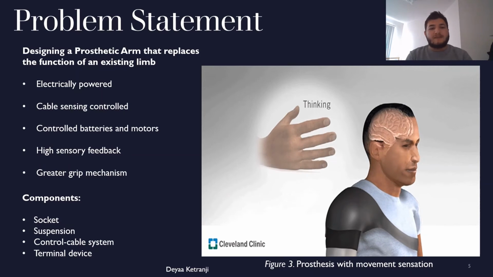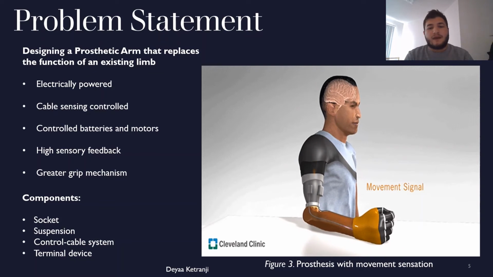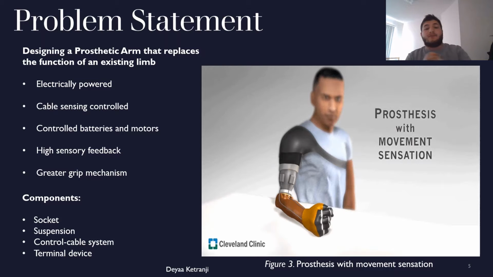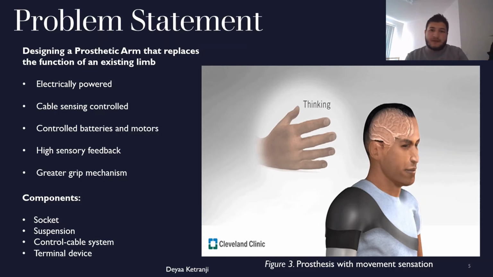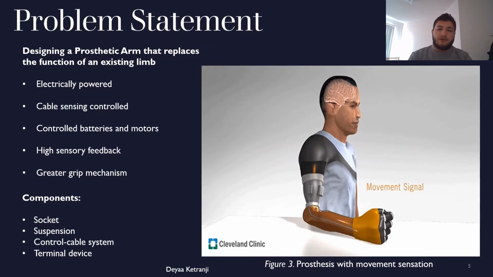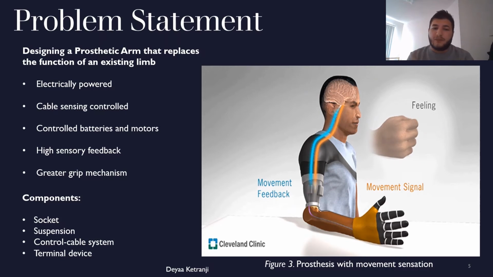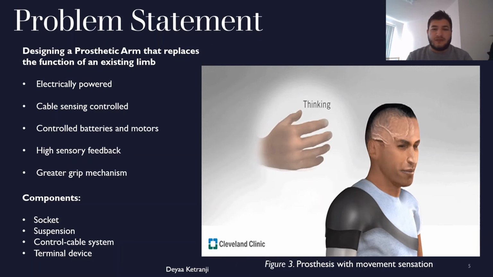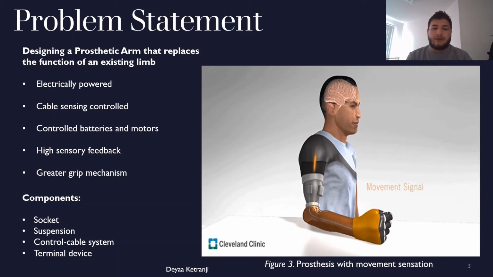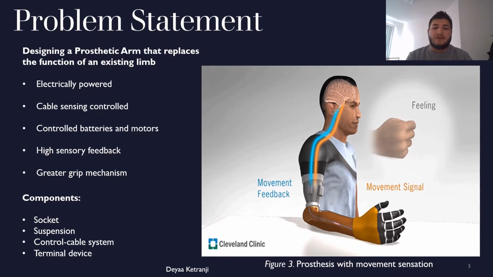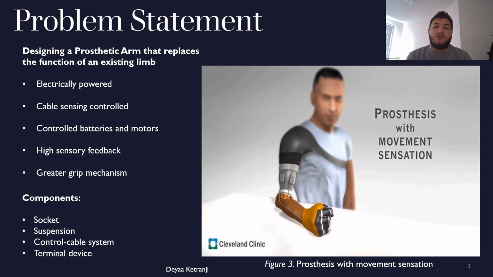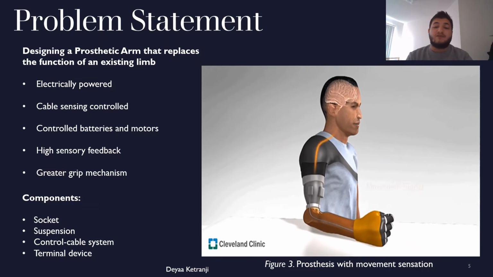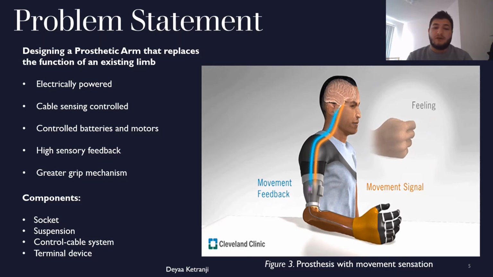Moving on to the problem statement, which is more about designing a prosthetic arm that replaces the function of an existing limb. Having said that, this prosthetic arm needs to meet the requirements of stakeholders: to be electrically powered, cable-sensing controlled, connected to batteries and motors, with a greater grip mechanism along with high sensation feedback, as shown in figure 3 on the right hand side. This prosthetic arm consists of major components such as socket, suspension, control cable system, and terminal device, which will be discussed later in the slides.